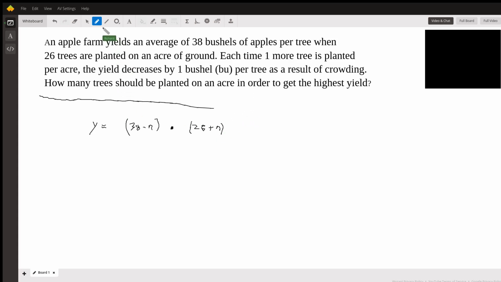We could write this, if you're more comfortable, as the yield when n additional trees are planted. n is the number of trees. You can think of this as n trees here, and yield.